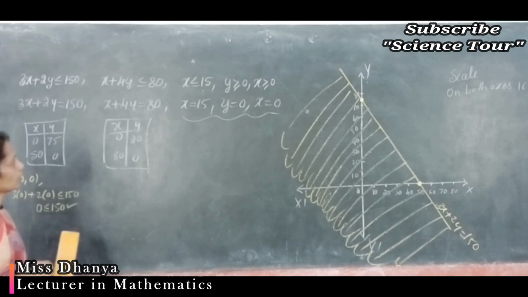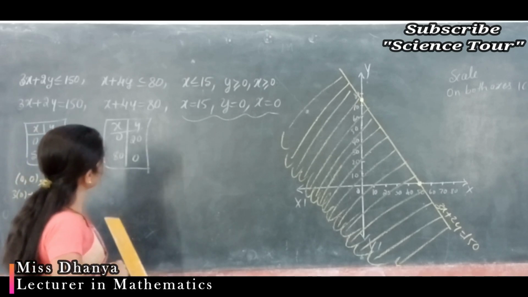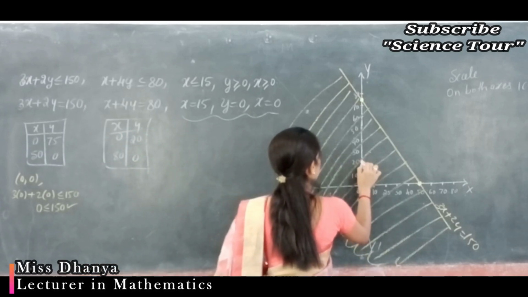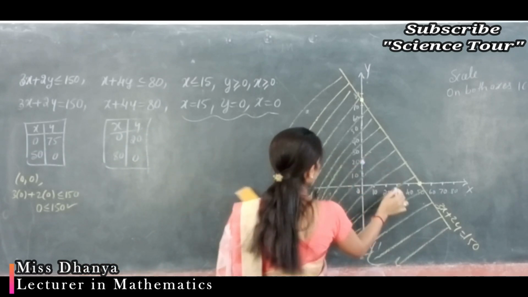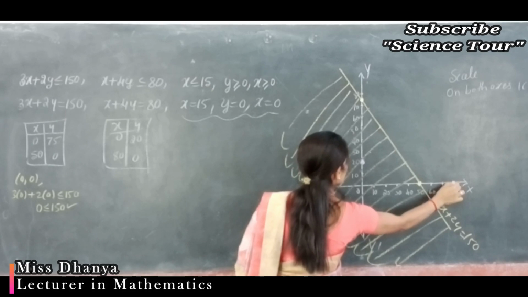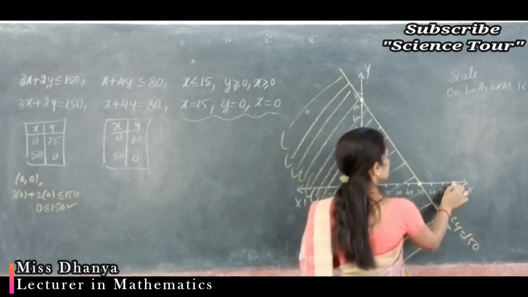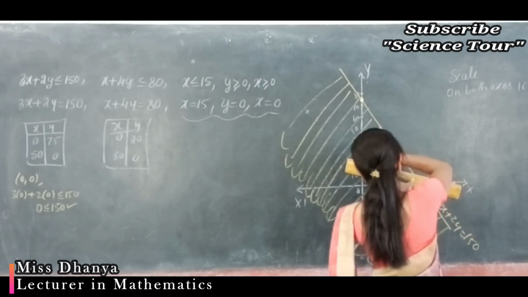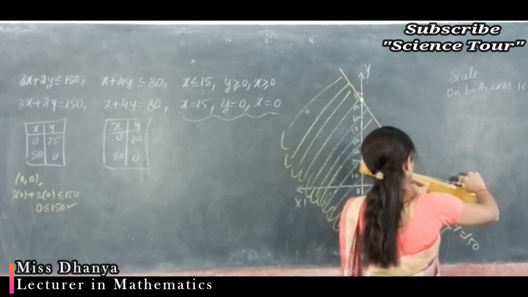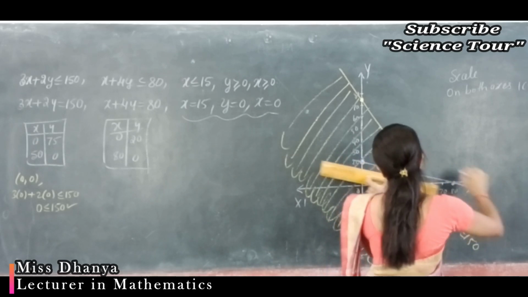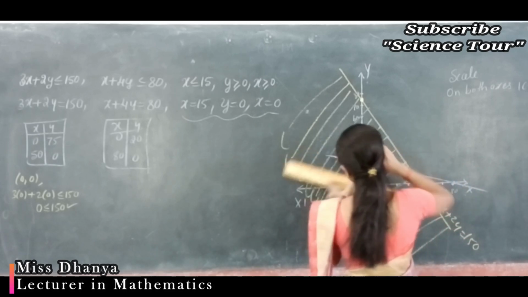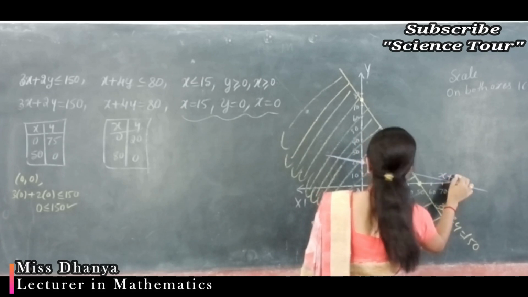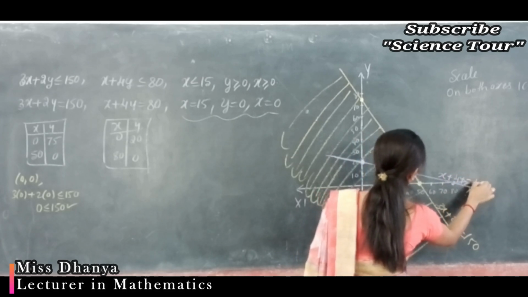For the next inequality, the line graph we have to draw passes through (0, 20), that is here, and then (80, 0), that is here. Now also use a continuous line to join those two points, and extend it in both directions. This is the line x plus 4y equals 40.